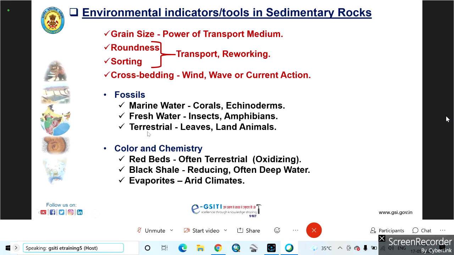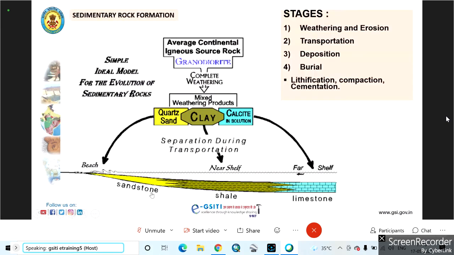In addition to that, the different color and chemistry of the sedimentary rocks define the different modes of origin. For example, the red beds define that the rock has been deposited in an oxidizing environment, whereas the black shale defines that it has been deposited in a reducing, often deep water environment, and evaporites indicate an arid climate.